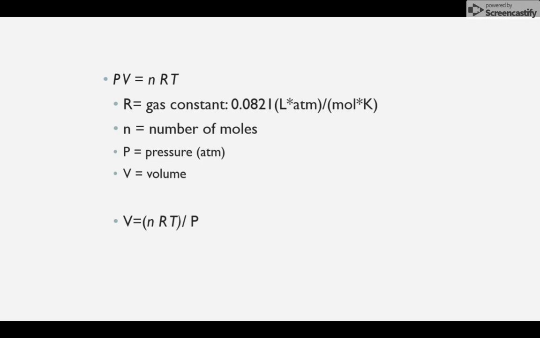So this is the ideal gas law. It's PV equals nRT, and R is a gas constant, so it's always going to be 0.0821. N is going to be the number of moles, P is pressure, and V is volume. And this is another way that it's commonly written. Like if you need to find the volume, then this is how the equation will be written.